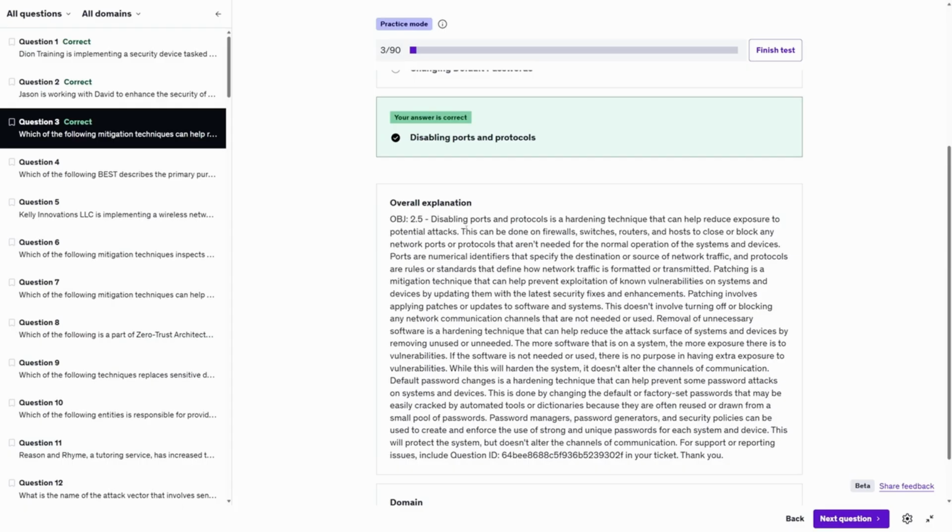Disabling ports and protocols is a hardening technique that can help to reduce exposure to potential attacks. This can be done on firewalls, switches, routers, and hosts to close or block any network ports or protocols that aren't needed for normal operation of the systems and devices. All right, I'm going to leave up the rest of the explanation here for about 5 seconds. All right, let's go ahead and move on to question 4.